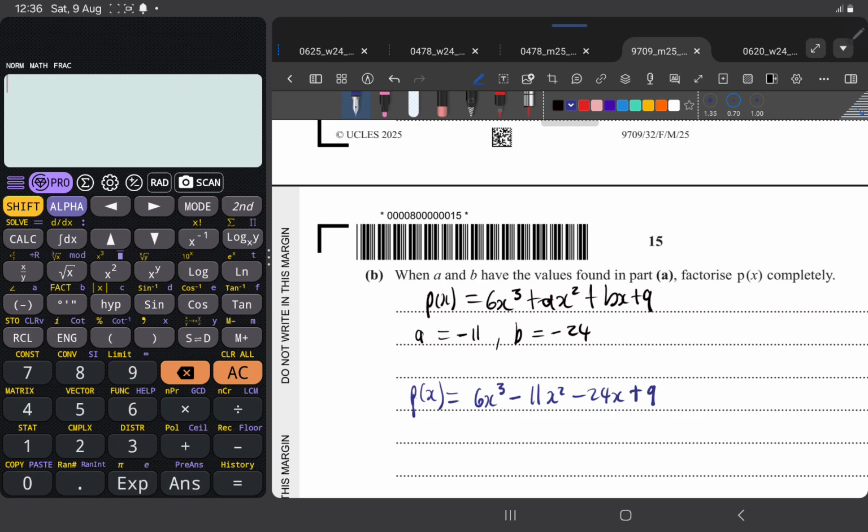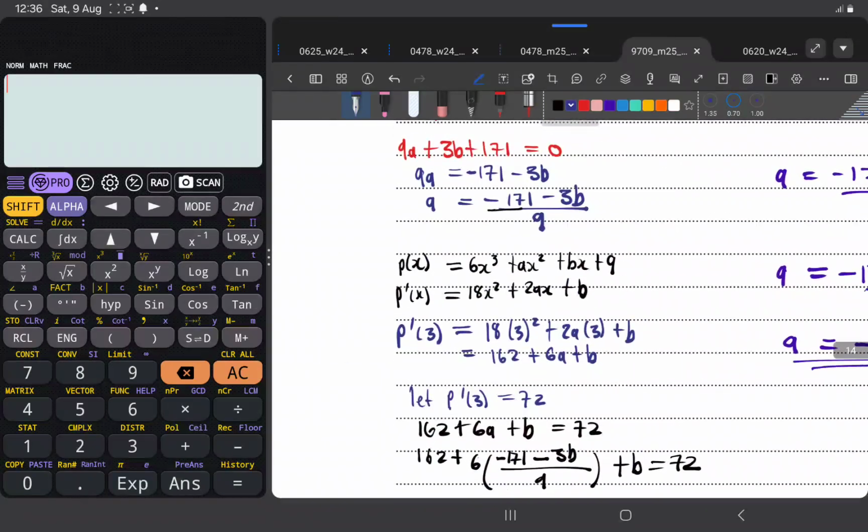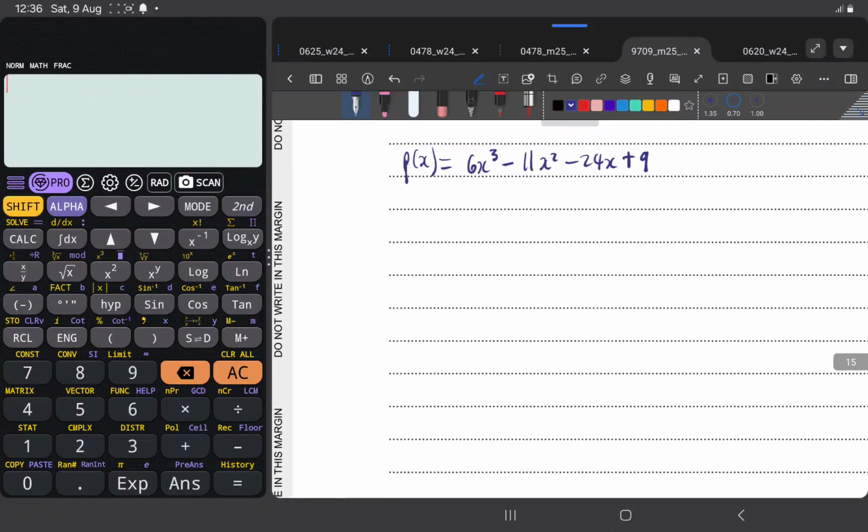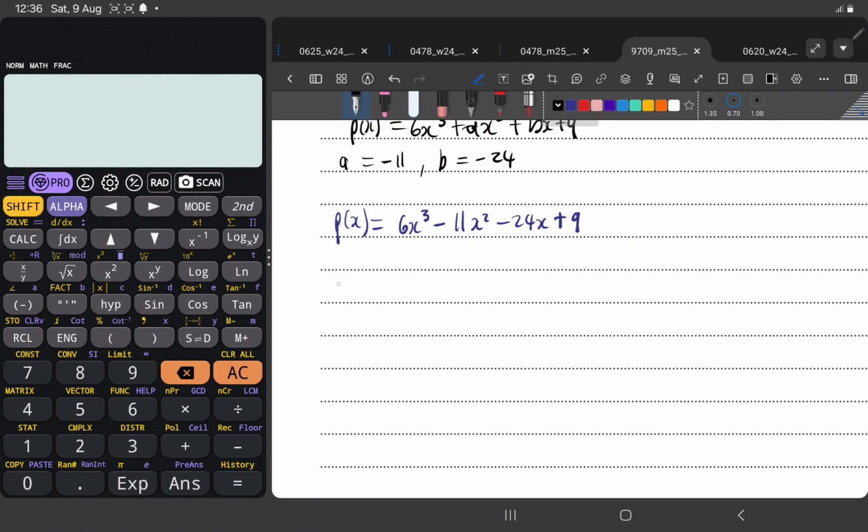Now, what do they want us to do? They want us to factorize completely. So when you're factorizing completely, what you can easily do is, here you've been told that x minus 3 is a factor. So what you're just going to do is do long division and find something quadratic that you would then factorize. So I'm going to say x minus 3 into 6x cubed minus 11x squared minus 24x plus 9. This is what I have.